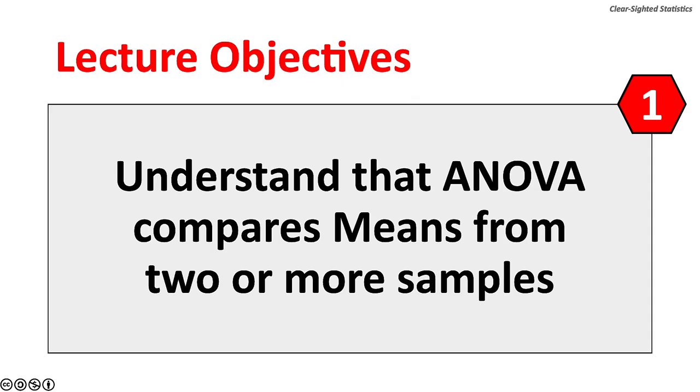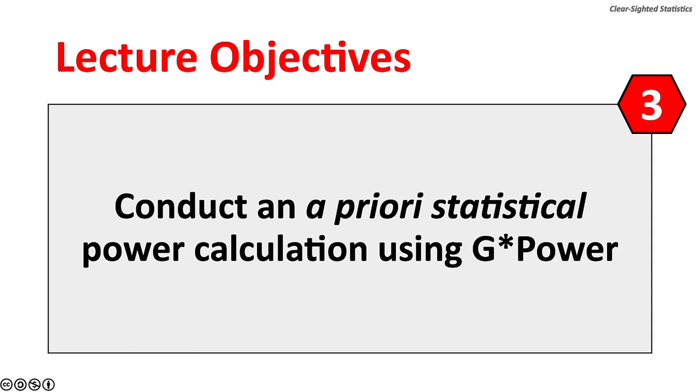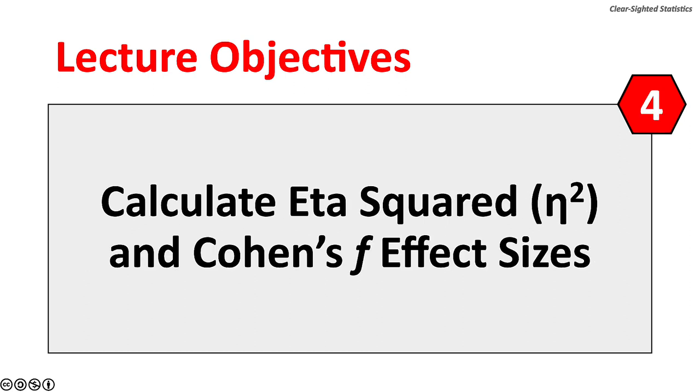This lecture has 7 objectives. 1. You will understand that ANOVA tests are used to compare 2 or more sample means. 2. We will conduct a one-way ANOVA test by hand and with Excel. We will see that using Excel is much faster and more accurate. 3. We will conduct an a priori statistical power calculation using G-Power. 4. We will calculate and interpret 2 different standardized effect sizes, Eta squared and Cohen's F.